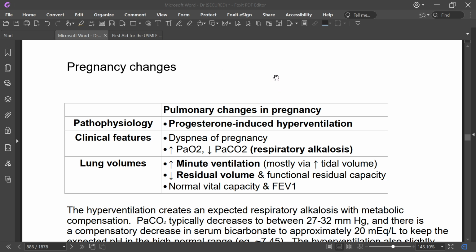It's a continuous series of 10 pages at a row regarding obstetrics. Start with this: pregnancy changes. Pulmonary changes in the pregnancy. In here, the patient may come with dyspnea of pregnancy.